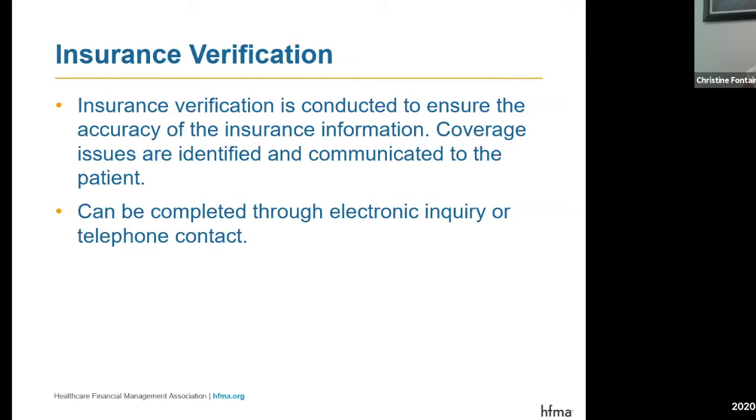Identifying pre-authorization and pre-certification requirements based on the patient's plan, prefix, service, and location is key to ensure you avoid back-end denials that have limited capability to overturn.